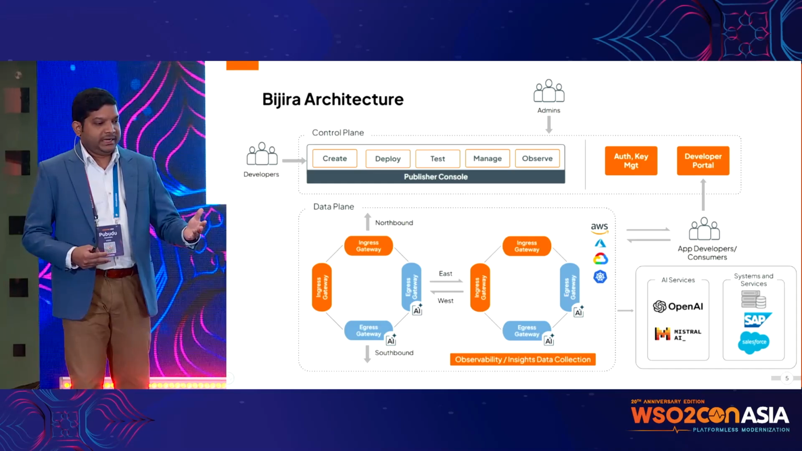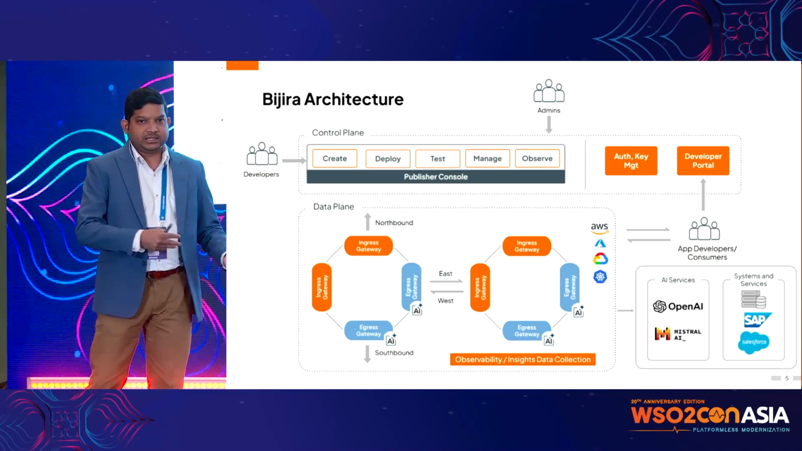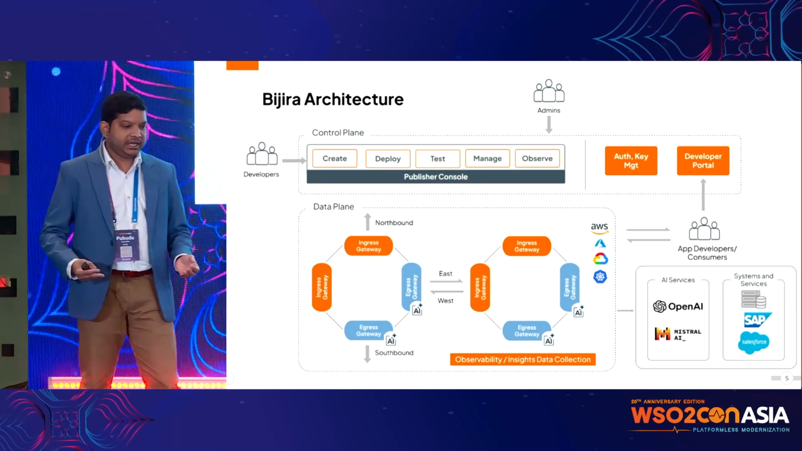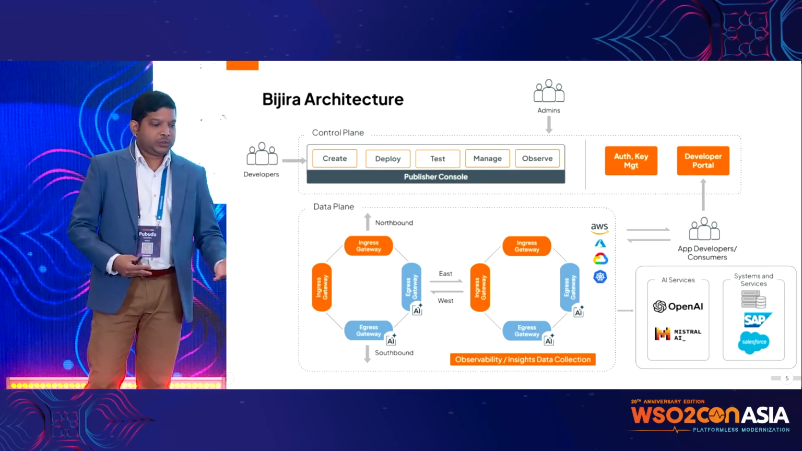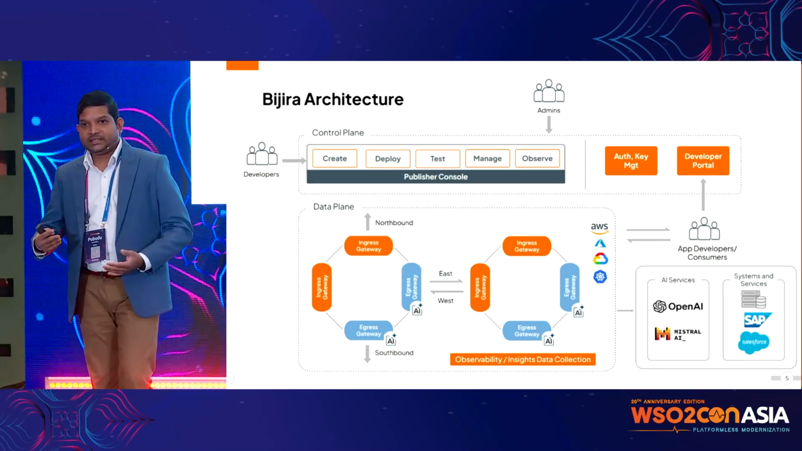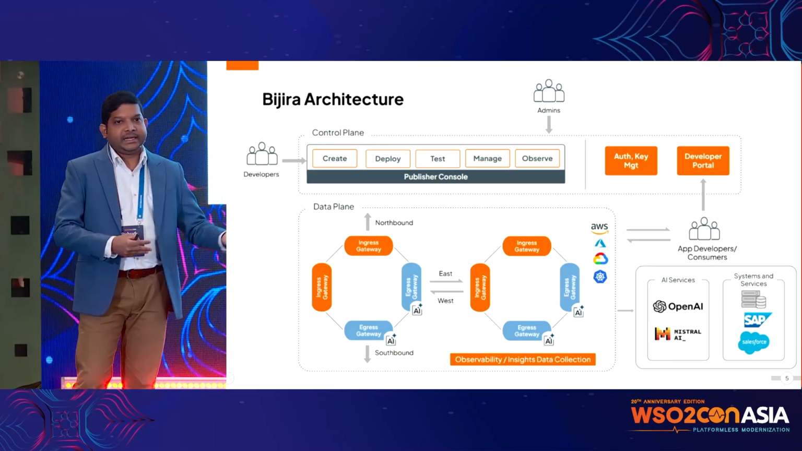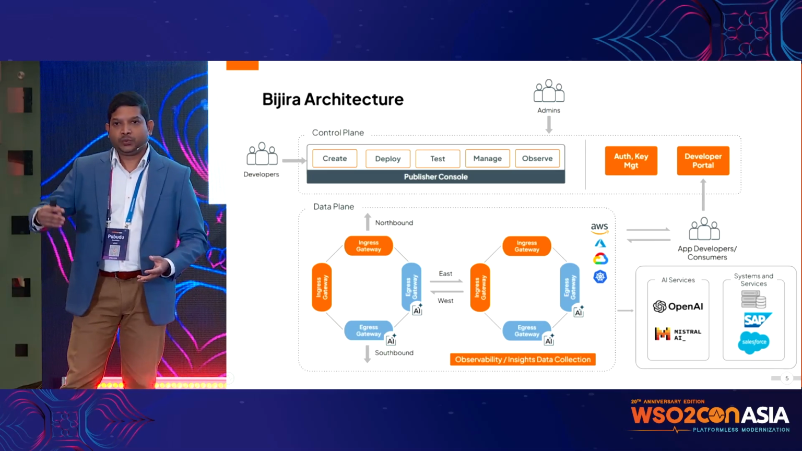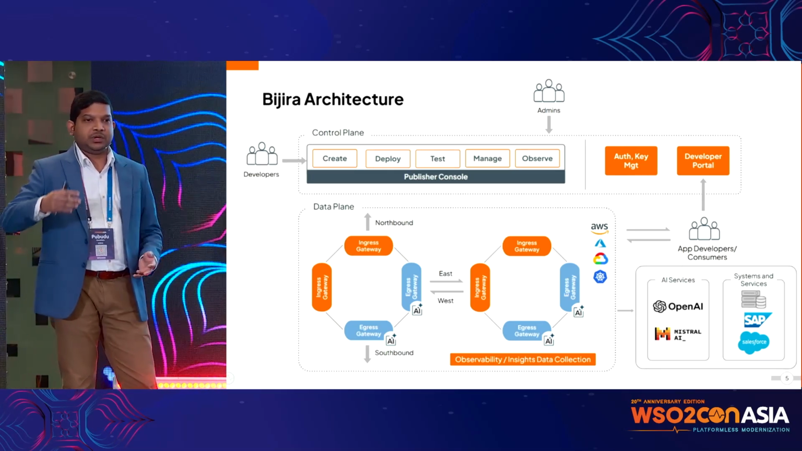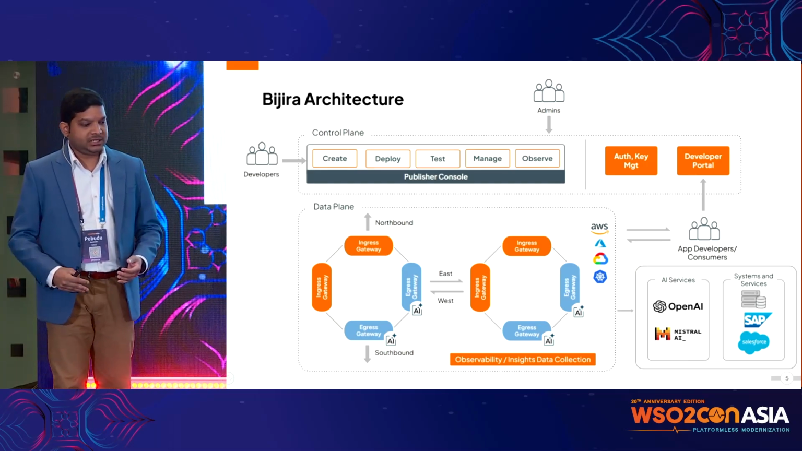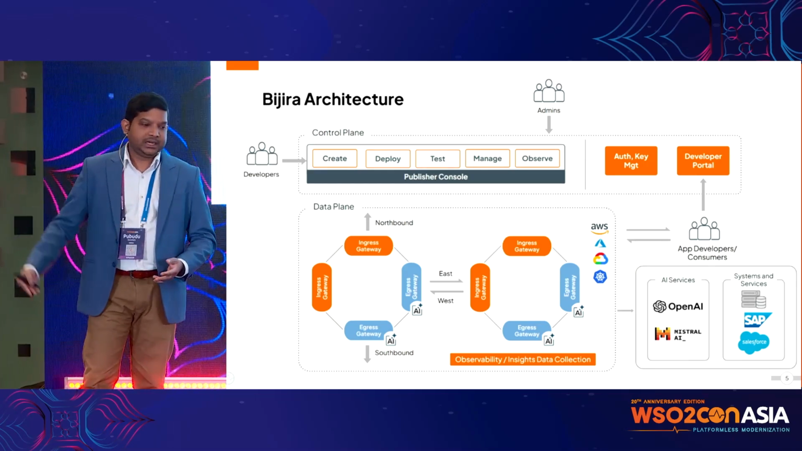Then on the data plane side, we have the ingress and egress gateway. The egress gateway is powered with the AI gateway. We also have the observability and insights, and we looked at analytics as well. The data plane is where you connect with your backend services, your third-party APIs and services, and also the AI services.